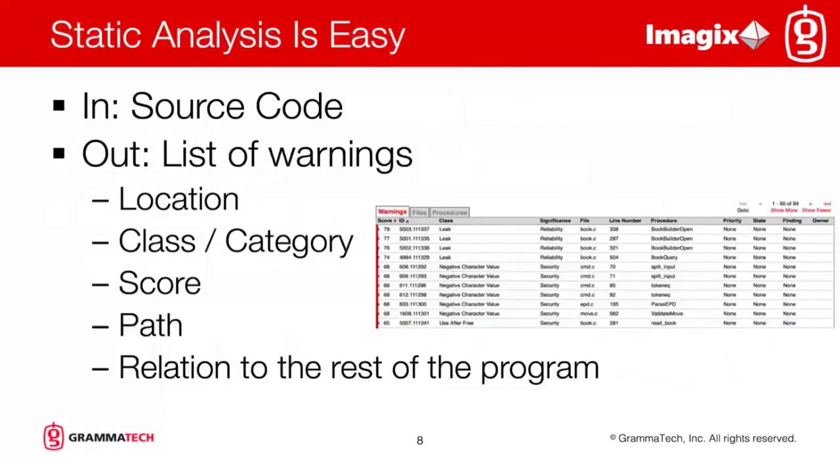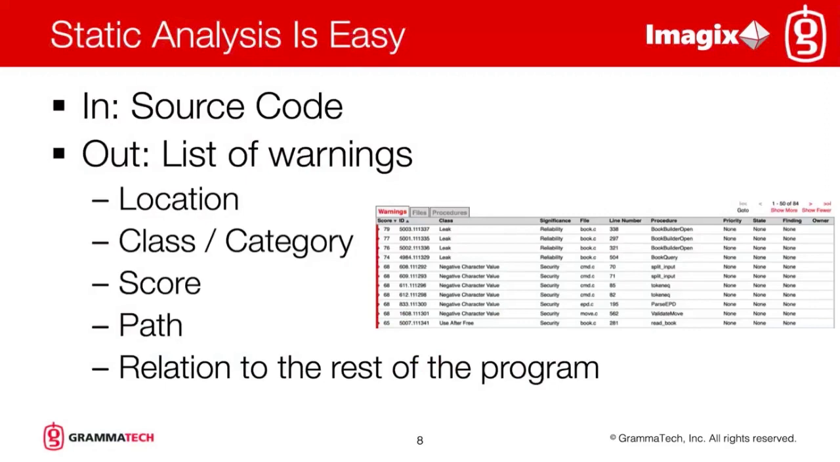So static analysis is really easy to do. The input really is source code. Well, technically, source code in your build environment. But once you have that, it basically is a big compute job to find possible areas of problems. And once you put the input in and run the compute job, out comes a list of warnings.